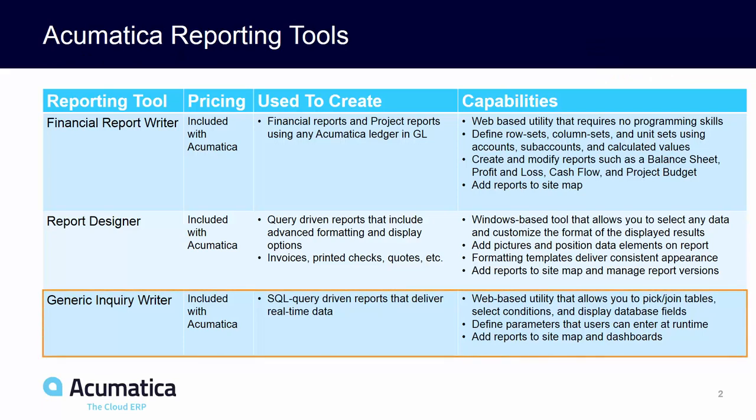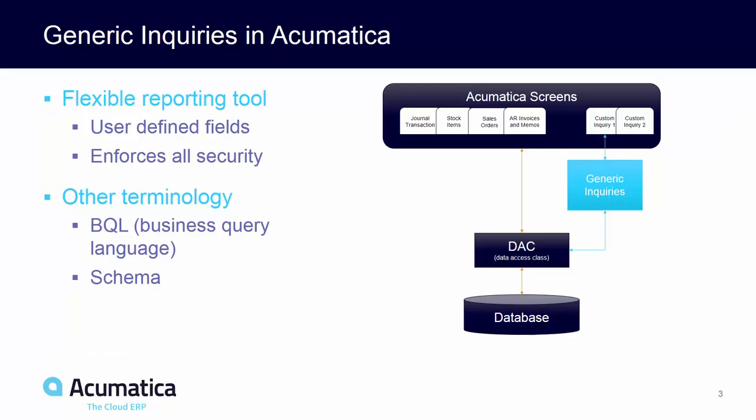The generic inquiry writer is one of the tools that's included with the Acumatica ERP system. The tool itself is very flexible. It allows you to take any information in the database and publish it out to an Acumatica screen or to an external entity through the OData feed. All the Acumatica screens use data access classes to get their data from the database. So the generic inquiry is just a way of doing unique combinations of things so that you can pull data from various screens and publish them as needed.